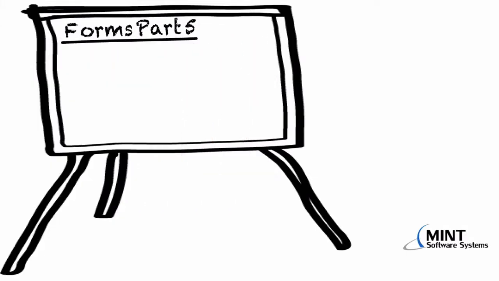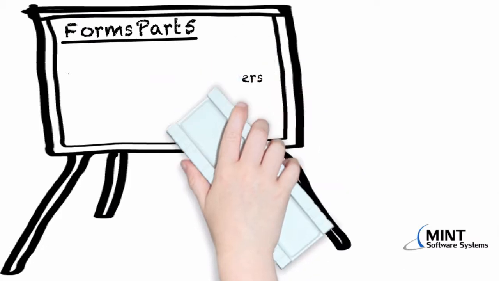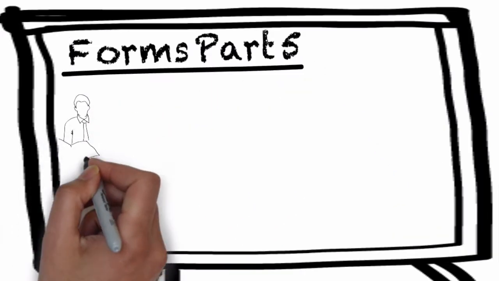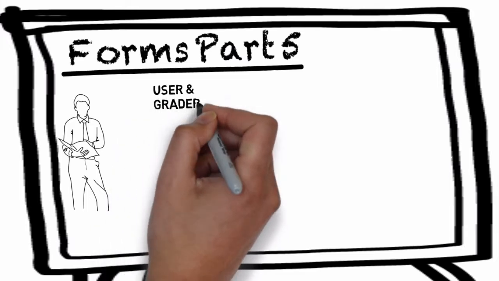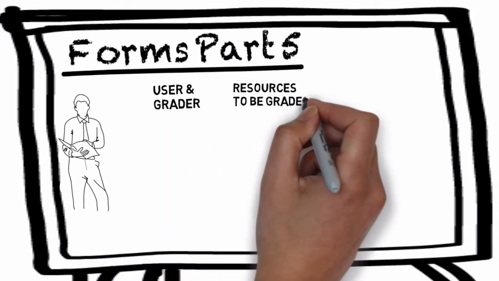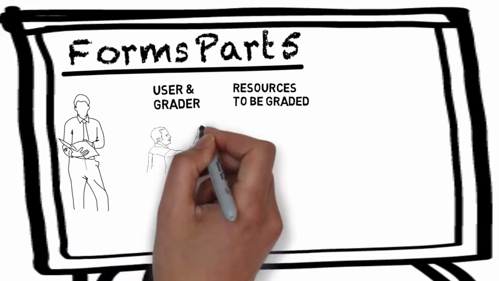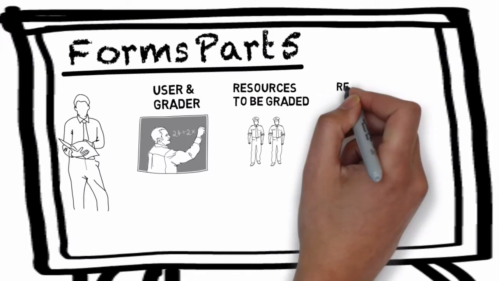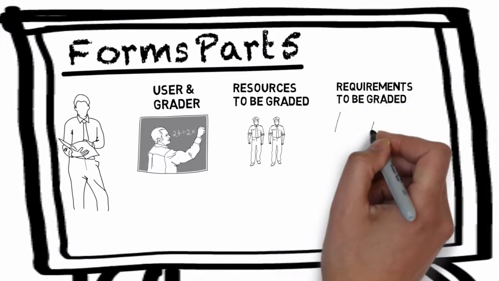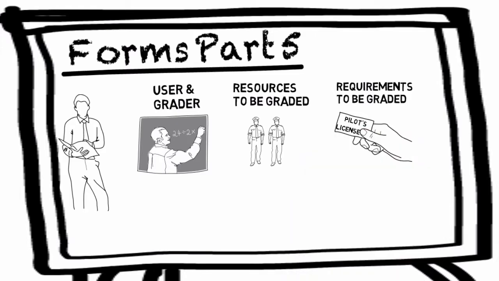In this video, you will learn how to assign resources and users in the Ad-Hoc function. For this video, let's go back to Joe for our practical example. Joe is going back into the form builder to choose who can grade and who can be graded in our example form. An instructor user will grade in this case, and pilot resources will be graded. Additionally, you can have the system pick the resources to be graded for you by setting up requirements.